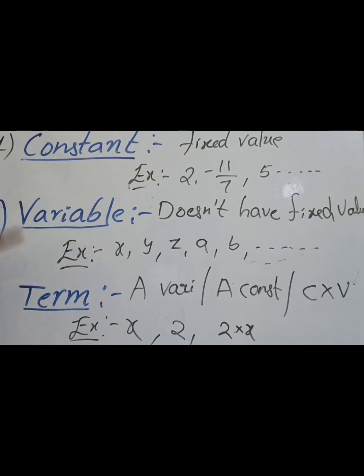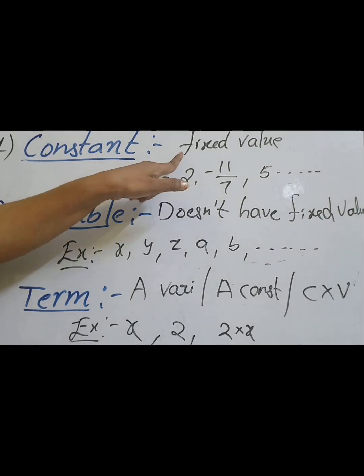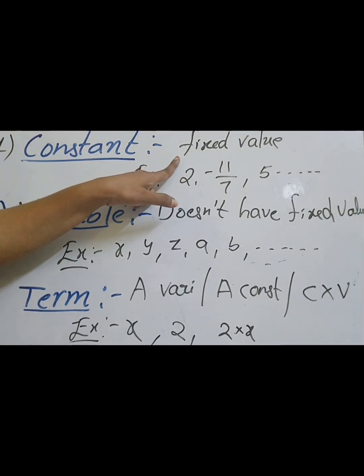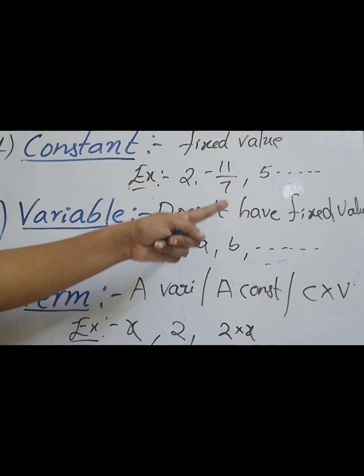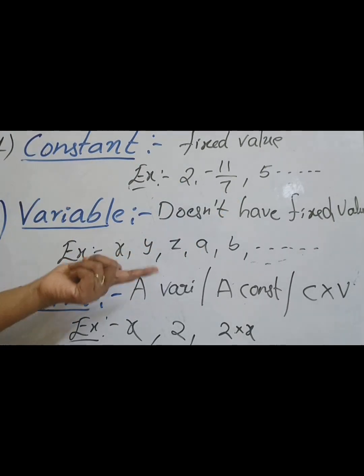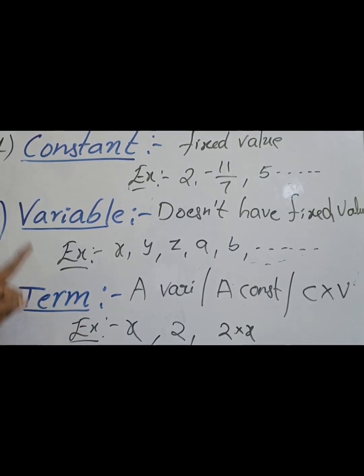Got it, children? So these are the main 3 keywords. Constant is nothing but, the main important point, it has a fixed value, no changes in that. Variables are nothing but they don't have a fixed value, meaning it will change. And a term may be a variable, a constant, or a product of both constant and variable. Clear, children? Now let us see one more concept.